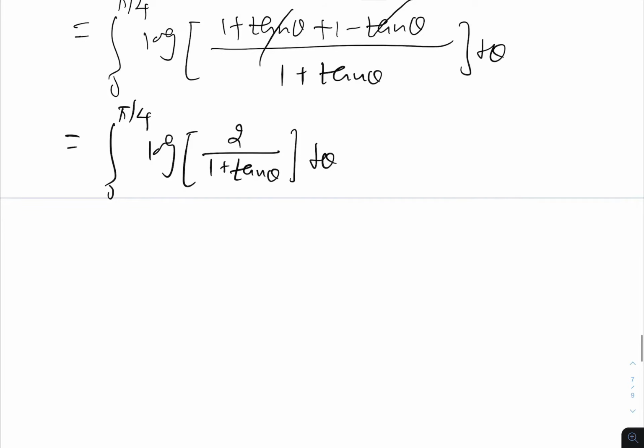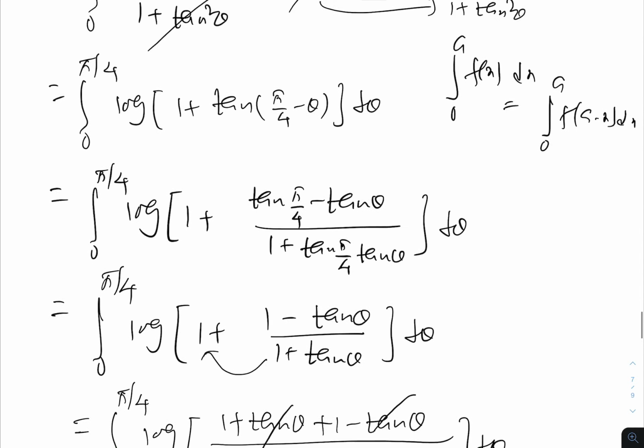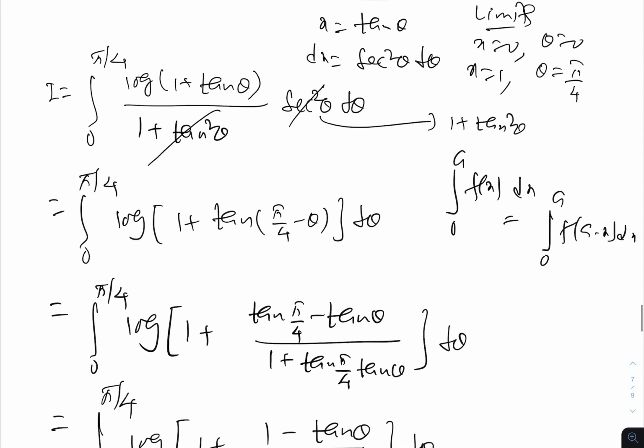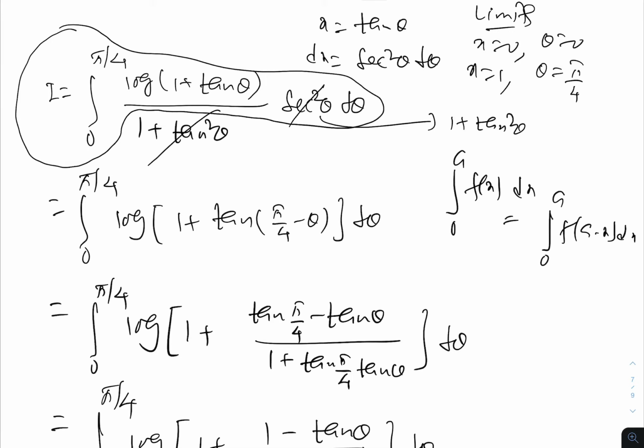Now can you do like this? See, this I is 0 to pi by 4 log of 1 plus tan theta. This is I.